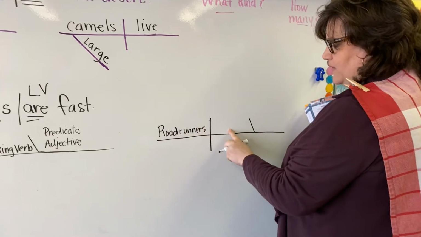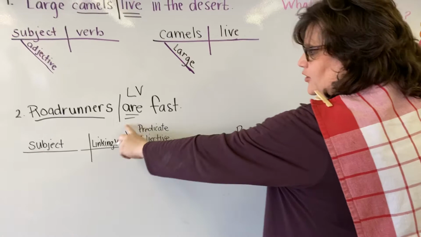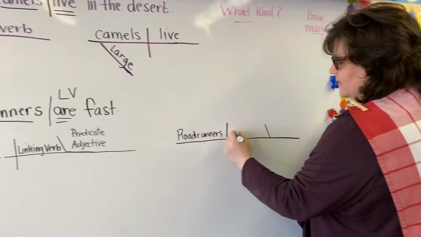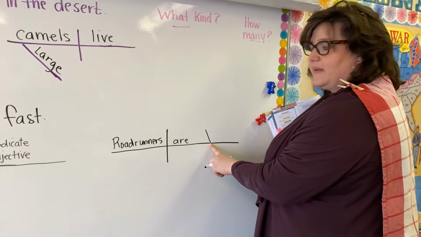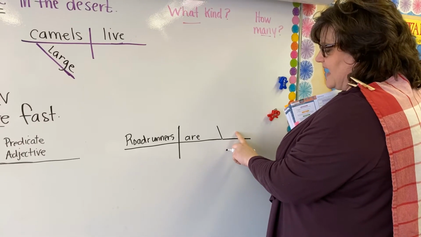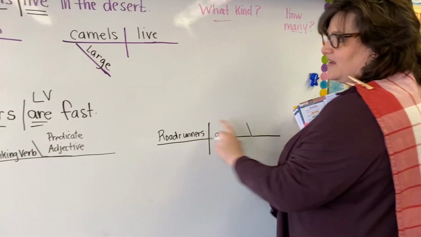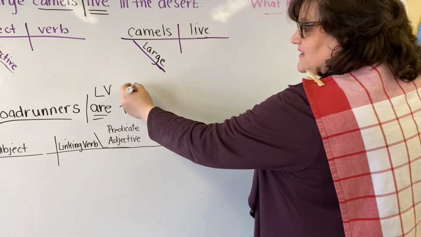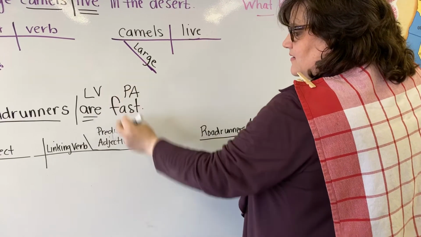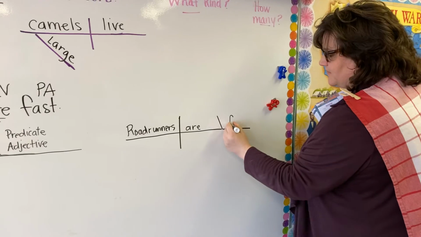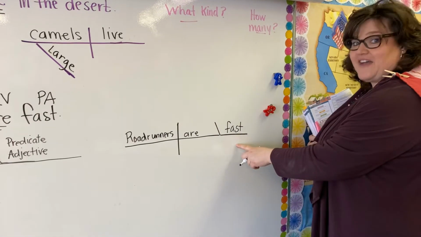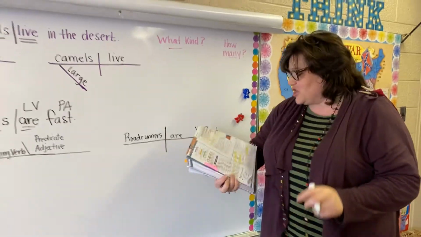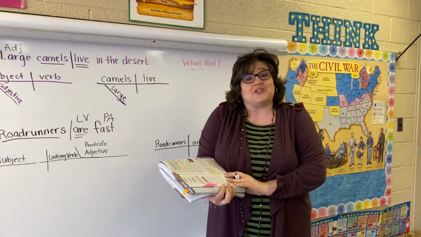We need to know what's next. Is our linking verb. Our linking verb is are. See how I always have that awesome line all ready for me? I need the predicate adjective, or the PA, right here. That PA is fast. Fast is going to go right here. Road runners are fast.